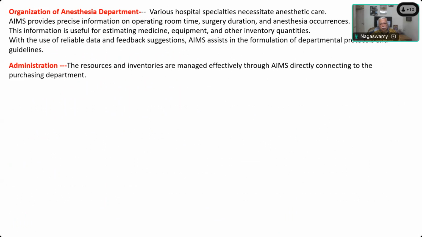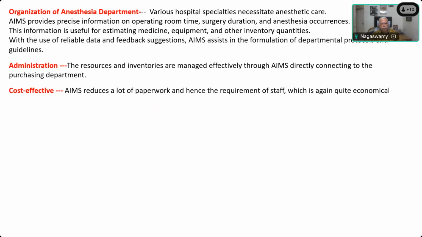And this will also help in administration, and it will be cost effective. Even though, as Sujata said, the initial installation cost is quite high, over a period of time, in the long run, it will become cost effective because it is a one-time expense. After that, it is going to run for life, with only a small service requirement, AMCs and other things.